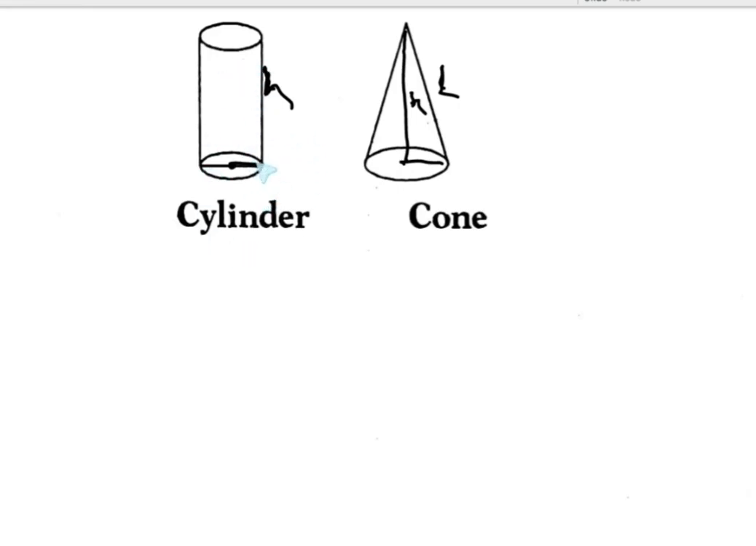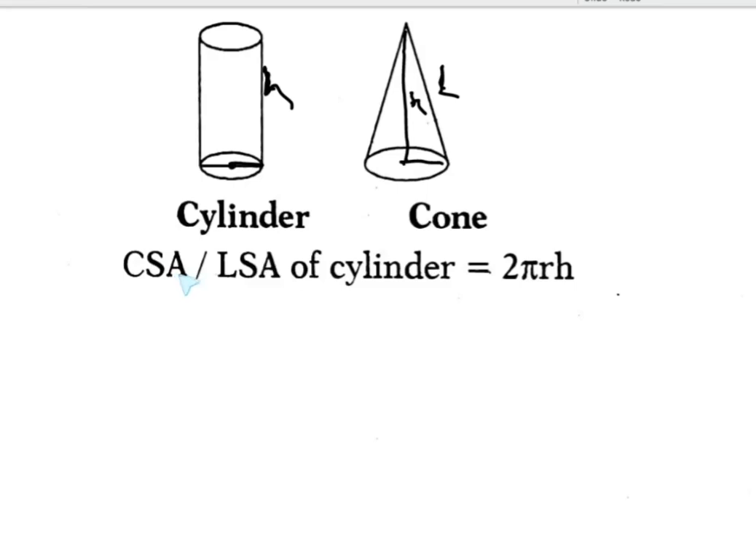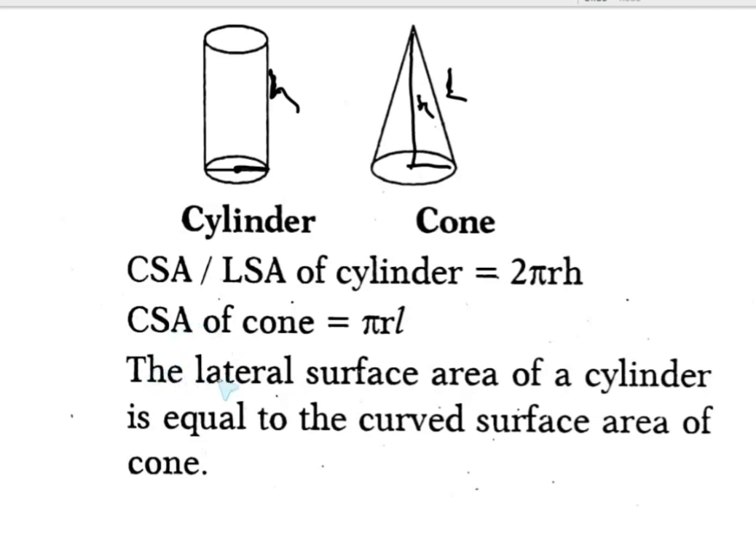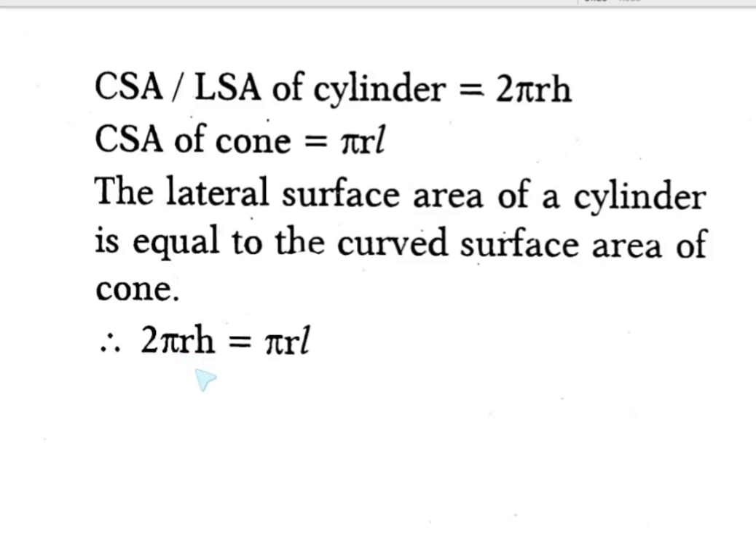Now the lateral surface area or curved surface area of the cylinder is 2 pi r h, and the curved surface area of the cone is pi r L. It is given that the lateral surface area of the cylinder is equal to the curved surface area of the cone. That means 2 pi r h is equal to pi r L.